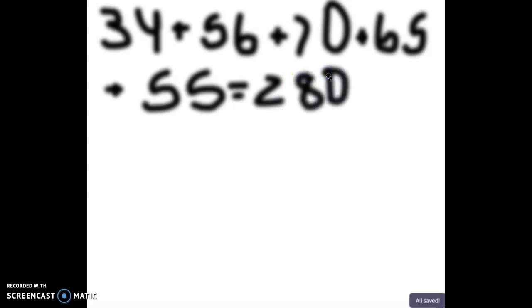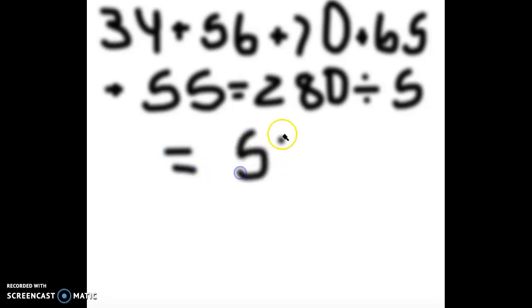Now that we have 280 pieces of candy, we need to know how many kids we have, which is 5. So we're going to do 280 divided by 5. That was us working through and determining the operation. So the operation would be average pieces of candy per kid. And lastly, we need to calculate and check our answer. So 280 divided by 5 equals 56. So our answer is 56 pieces of candy per child.